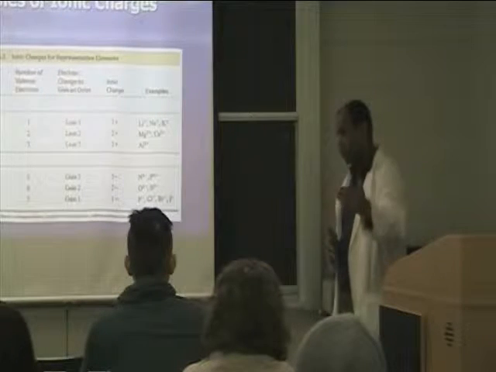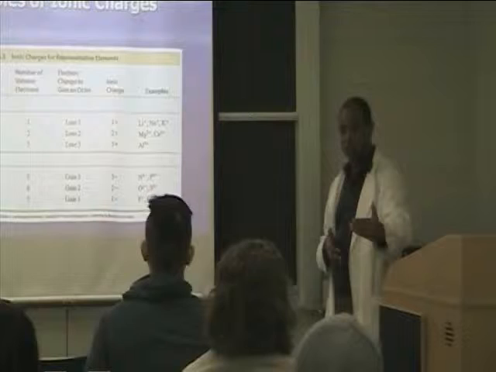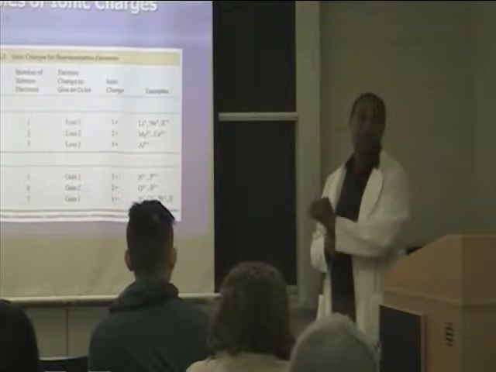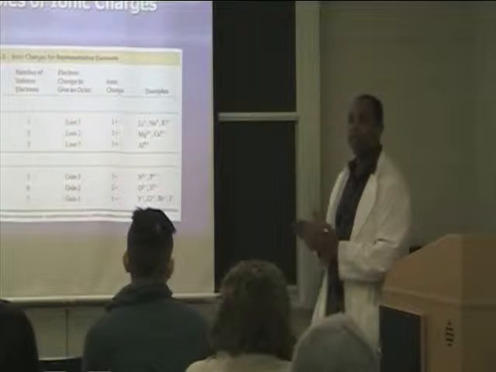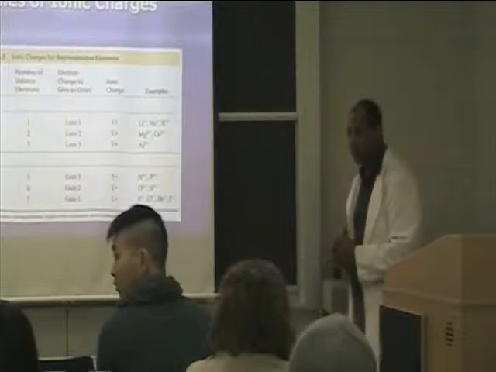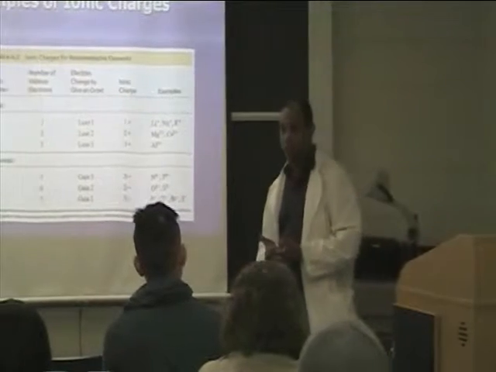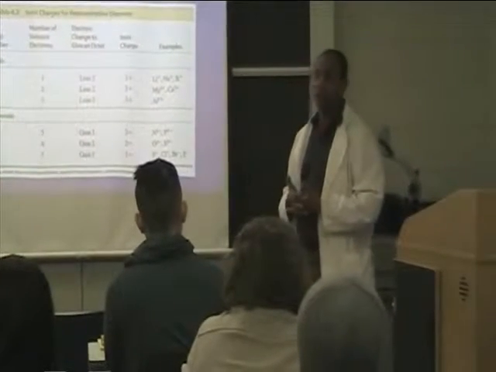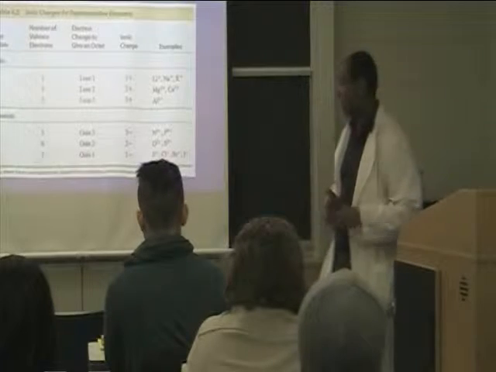Group 1A, 2A, 3A, they lose electrons. Group 5A, 6A, 7A, they gain electrons. Group 4A, they share electrons. So what's the valence? The valence is 4. But they prefer to share electrons and they form what we call covalent bonds.